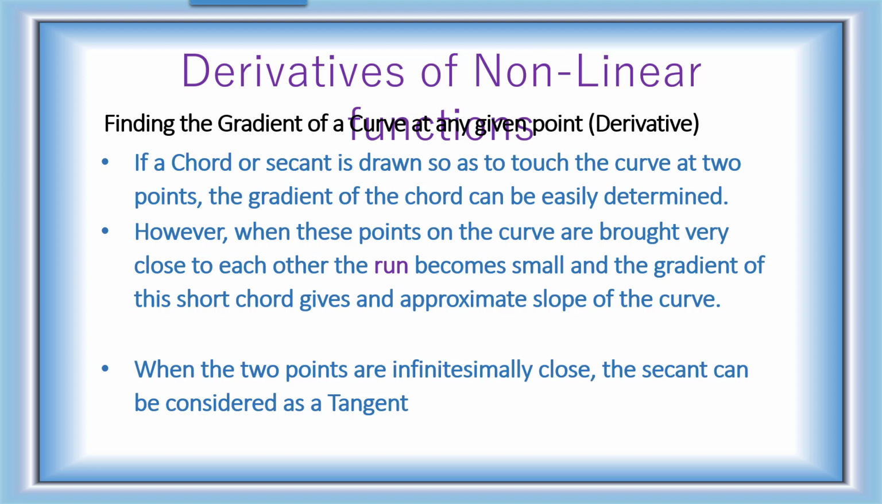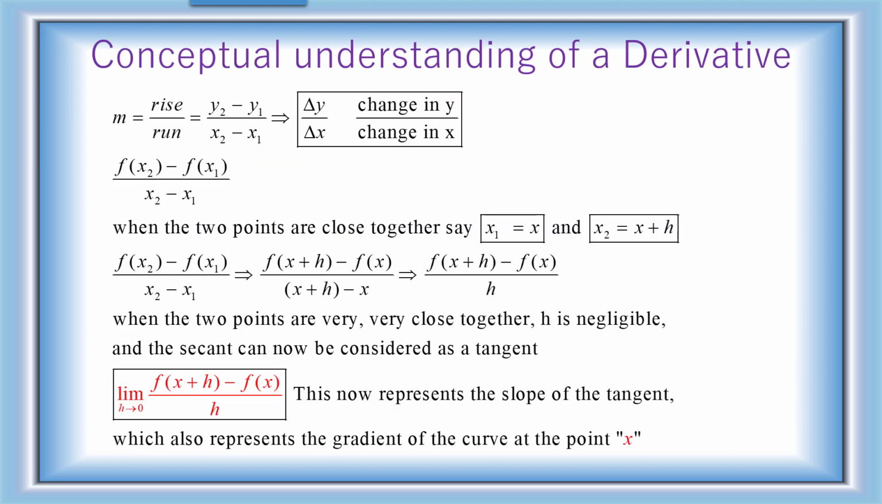But we want to be more precise in determining the gradient to the curve. So what we do is, the points where the secant is touching the curve, if those 2 points are brought very, very close together, so that the distance separating them is just about 0, not 0, because if we make the denominator 0, then the gradient would be undefined. So what we say is the change in x is approaching 0, but we don't actually make it 0. Now probably what I'm saying will make more sense when I actually take you to the calculator screen. But this is a mathematical way of understanding a derivative.